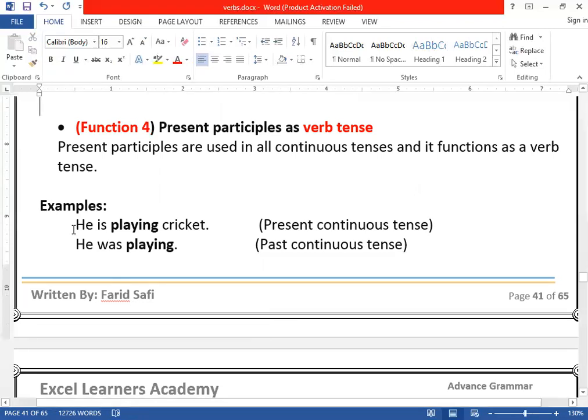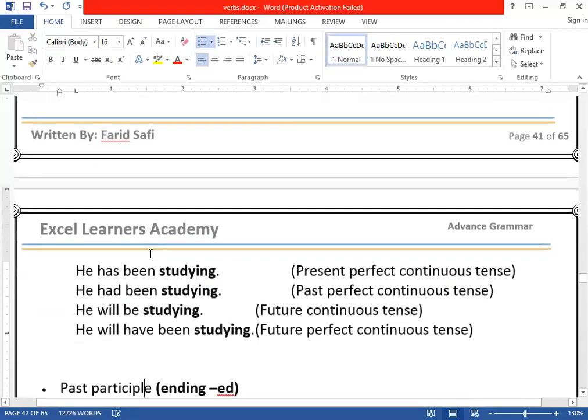Like here we have, he is playing. He is playing what? He is playing cricket. Continuous tense. It's a verb. Its function is a verb tense. He was playing. Past continuous tense. He has been studying. Present perfect continuous. He had been studying. Past perfect continuous tense. He will be studying. Future continuous tense. He will have been studying. Future perfect continuous. So in all these tenses, its function is a verb tense. Later on, inshallah, in tenses, we will study all these things in more detail as well.